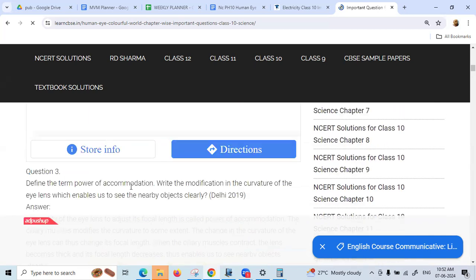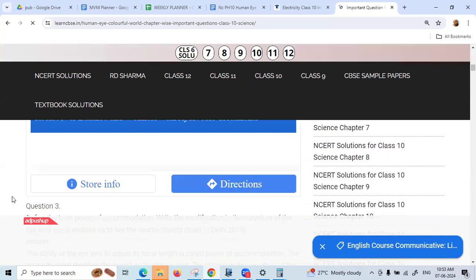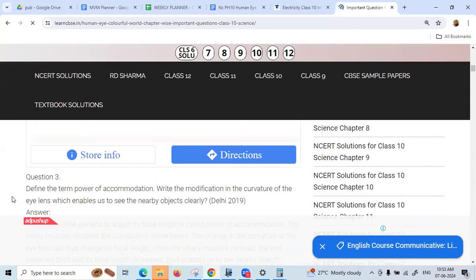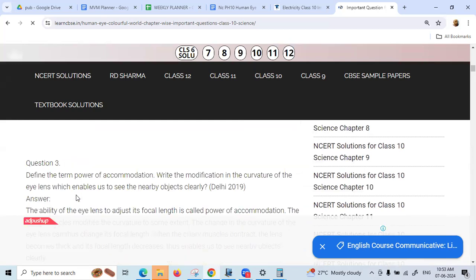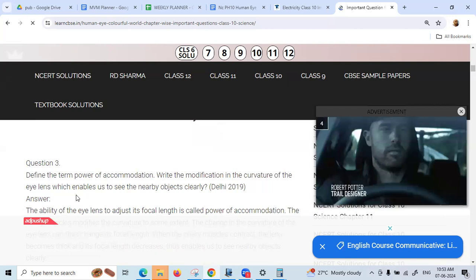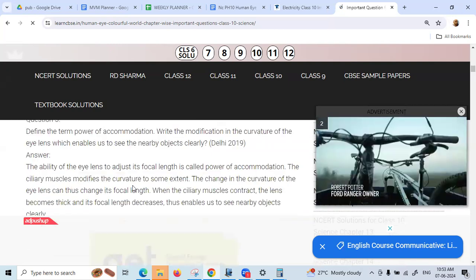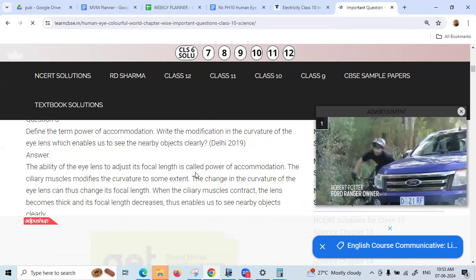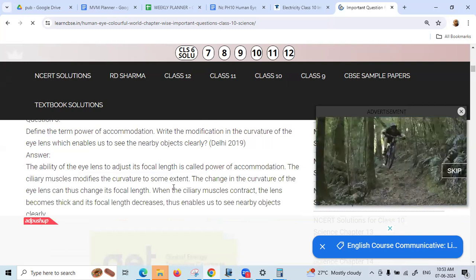Define the term power of accommodation. The modification of curvature of the eye lens, which enables us to focus on objects at different distances. Power of accommodation is basically the ability of the human eye to adjust its focal length. Ability of the human eye to adjust the focal length is called power of accommodation. The muscles modify the curvature to some extent.